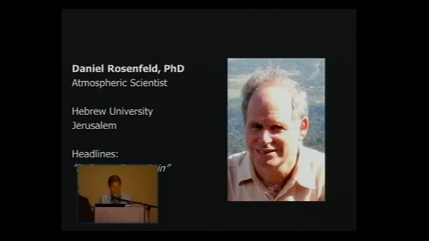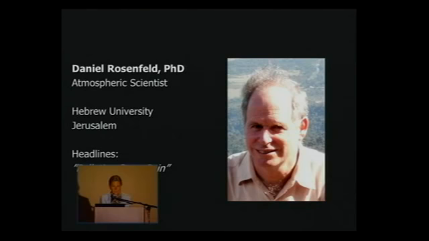Now here is something interesting. Daniel Rosenfeld, he's an atmospheric scientist, Hebrew University, Jerusalem. He claims that pollution particulates actually prevent rain by forming very tiny, very stable droplets that remain suspended and do not fall earthward. Now this was headlines. You can Google, pollution stops rain.